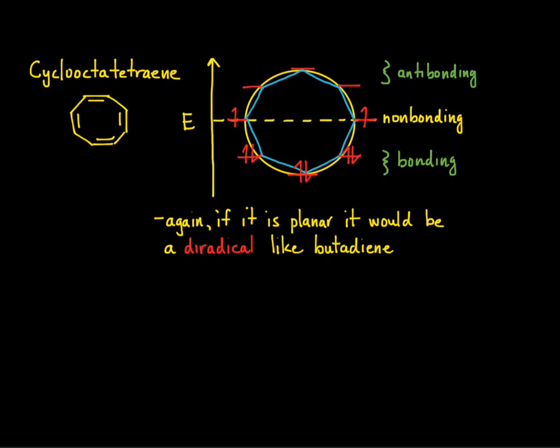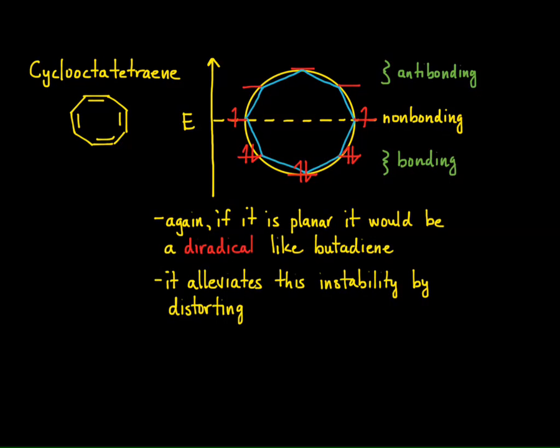So it's conjugated, it's cyclic. Notice if it's planar, it's going to be a diradical. It happens that it's not planar. And so in order to alleviate this instability, it actually distorts. And the structure of cyclooctatetraene looks like this. And so you see that it's no longer planar, and it really behaves like a normal, typical conjugated tetraene. It doesn't have that special stability of an aromatic compound.